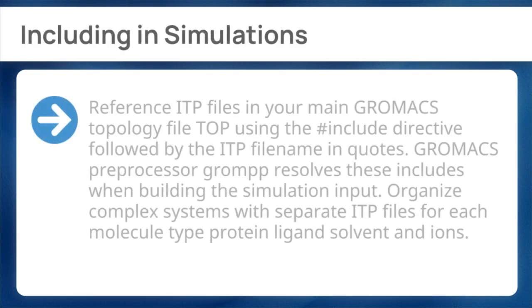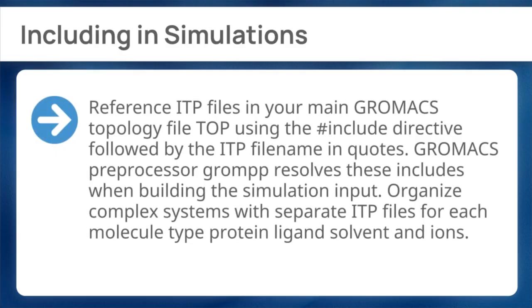Next, including in simulations. Reference ITP files in your main GROMACS topology file, .top, using the include directive followed by the ITP file name in quotes. The GROMACS preprocessor, grompp, resolves these includes when building the simulation input. Organize complex systems with separate ITP files for each molecule type: protein, ligand, solvent, and ions.